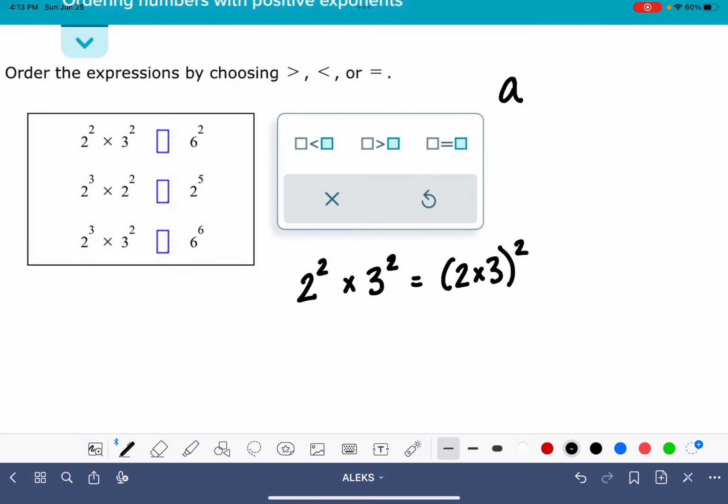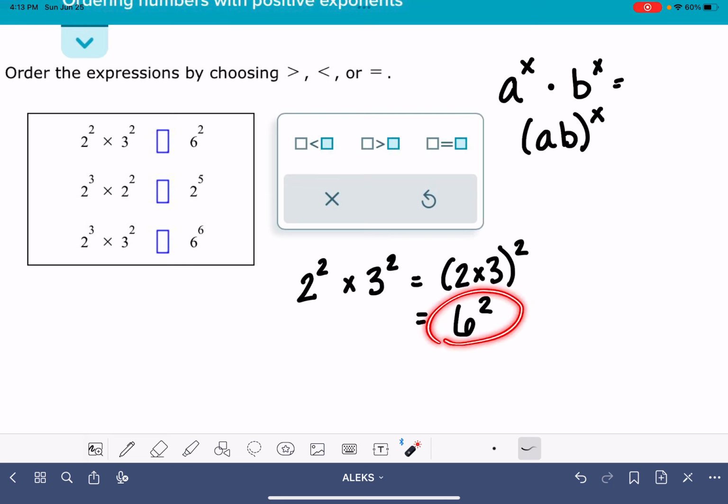So maybe I could write it like this: a to the x times b to the x is equal to a times b raised to the x. 3 times 2 is 6, so if we do the math out on the right hand side, that's 6 squared, and that is exactly what we have on the right hand side of this equation here. So for this equation, the left side and the right side are equal to each other.